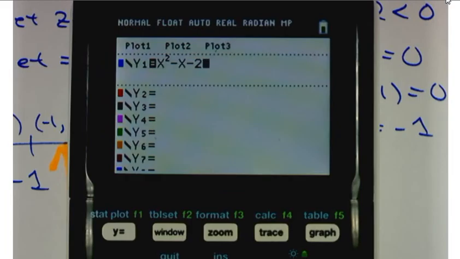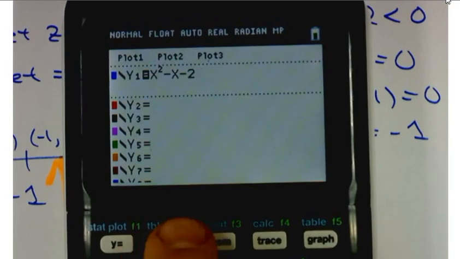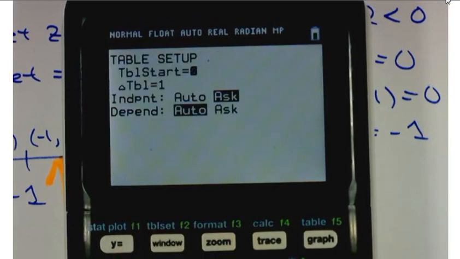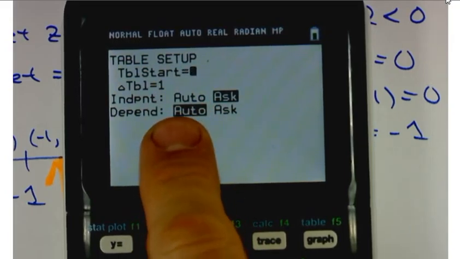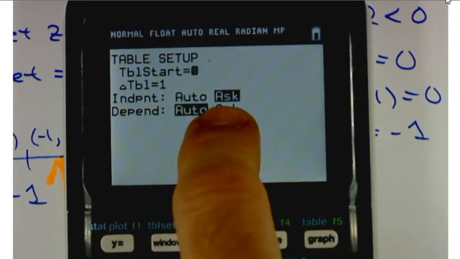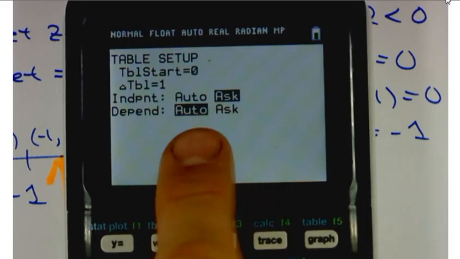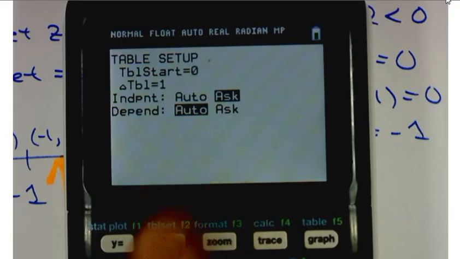Now there's a setting that we're going to make, an adjustment we're going to make to our calculator, and we'll only have to do this once. And it has to deal with our table setups. So hit the second key, then the window key. You want to make sure that your window is set with independent set to ask, dependent set to auto. So hit the second key, then the window key, cursor down, press enter with the independent on ask. With that, we should be able to get our calculator to give us a t-table in the way that we want.